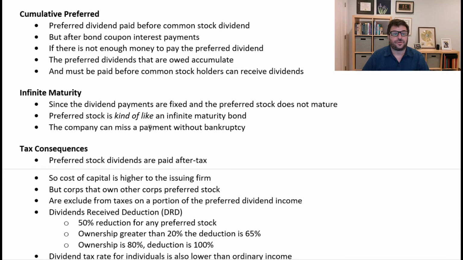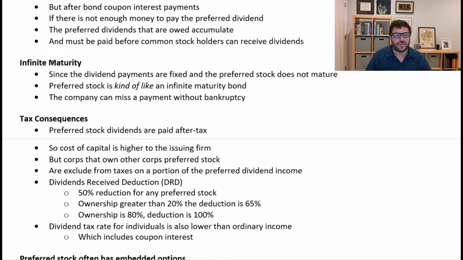Preferred stock is usually cumulative, meaning that since the preferred dividend is paid before a common stock dividend, but after coupon interest payments, if you can't pay the coupon interest payments, you're bankrupt. But if there's not enough money to pay the preferred dividend, and therefore not enough money to pay the common dividend, then before common stock shareholders can be paid any dividends, it is usually the case that all of the past dividends for the preferred stock that were not paid must be paid. And so this is what's meant by cumulative preferred.